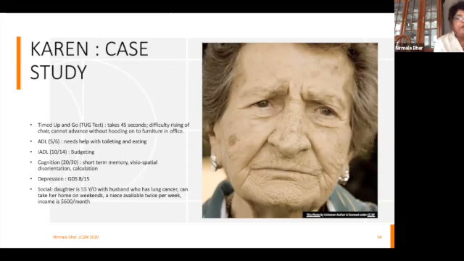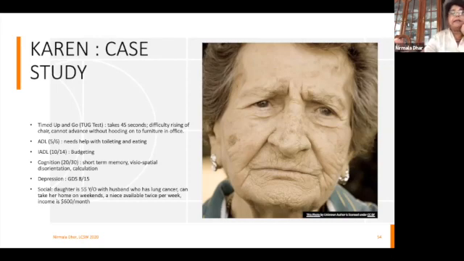So she takes 45 seconds. Difficulty rising off the chair, cannot advance without holding onto furniture in the office. So that was the result when they asked her to do the timed up and go. It took her 45 minutes. She had a very hard time getting out of the chair, and then she was holding on for her dear life to the furniture.